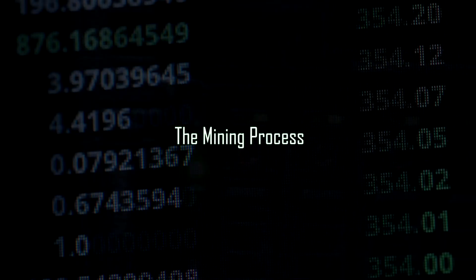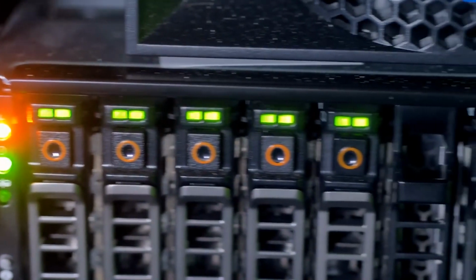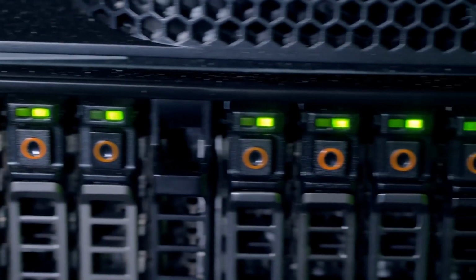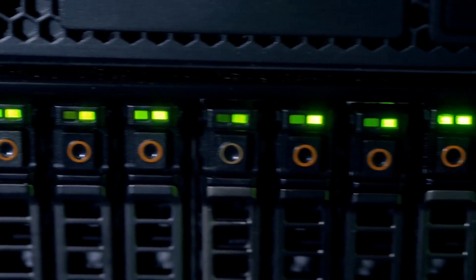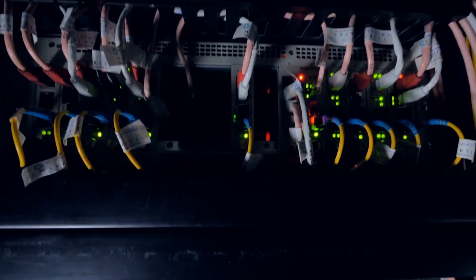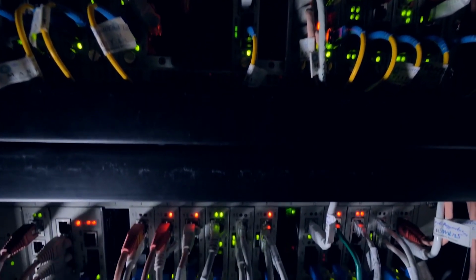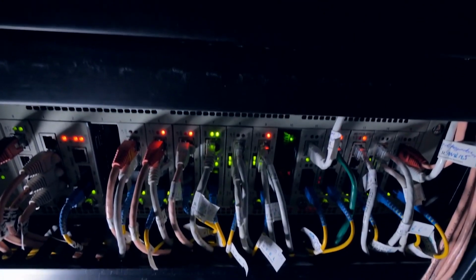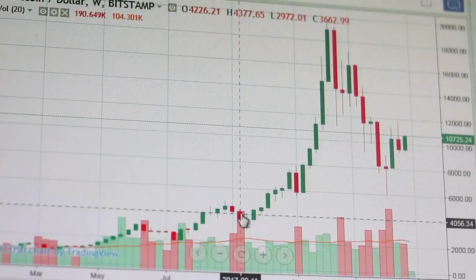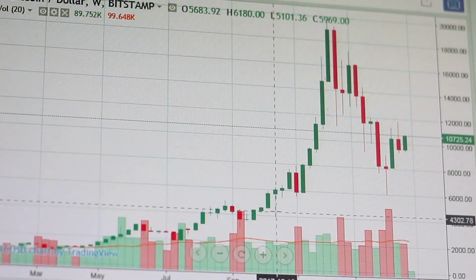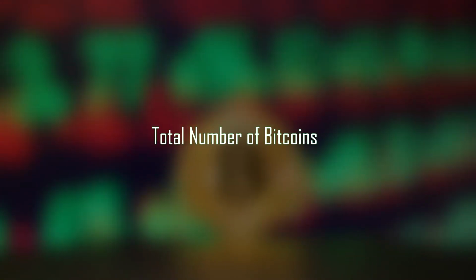1. The mining process. The process of creating new Bitcoins is called mining. This involves solving complex mathematical problems to validate and add transactions to the blockchain, and in return, the miner receives a reward in the form of new Bitcoins. The reward for mining Bitcoin is halved approximately every 4 years, with the current reward at 6.25 Bitcoins per block mined.